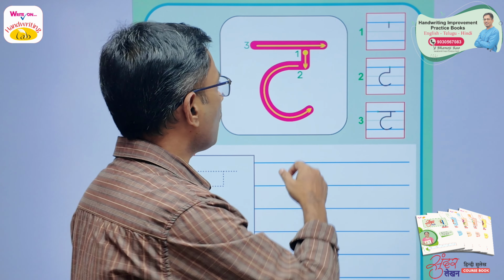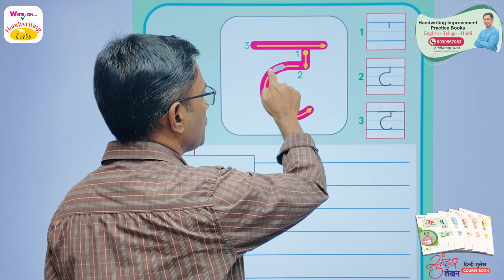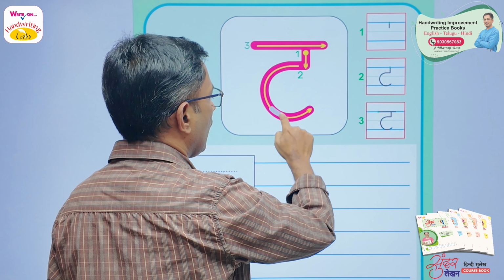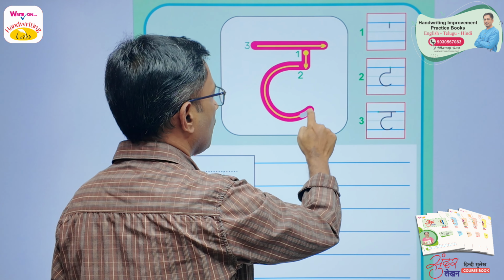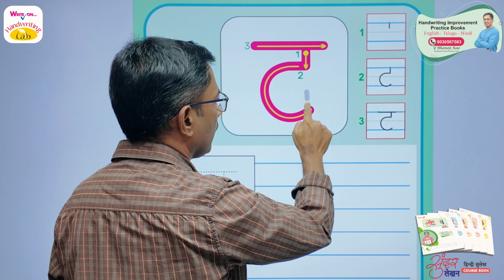Letter ta is made in 3 steps. First step is a small standing line. Second step, curved shape, ending with a curve going a little upwards.